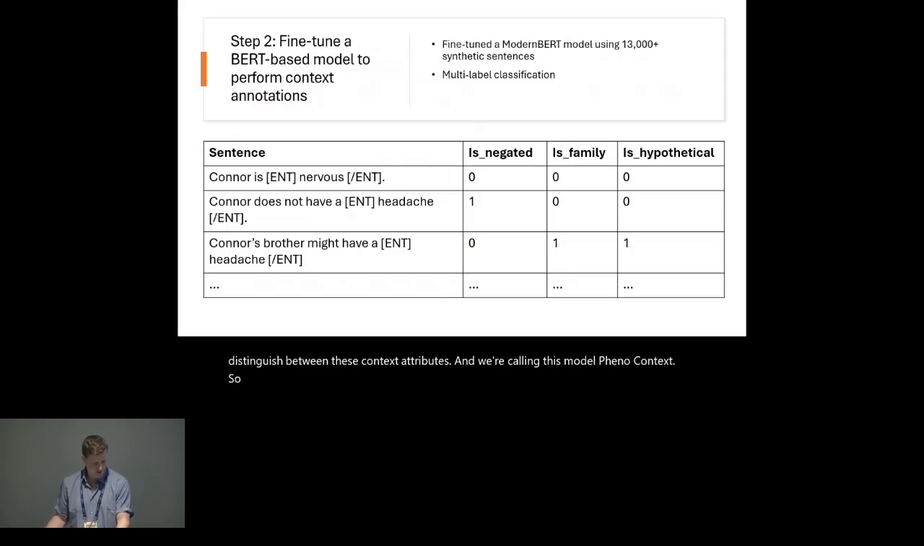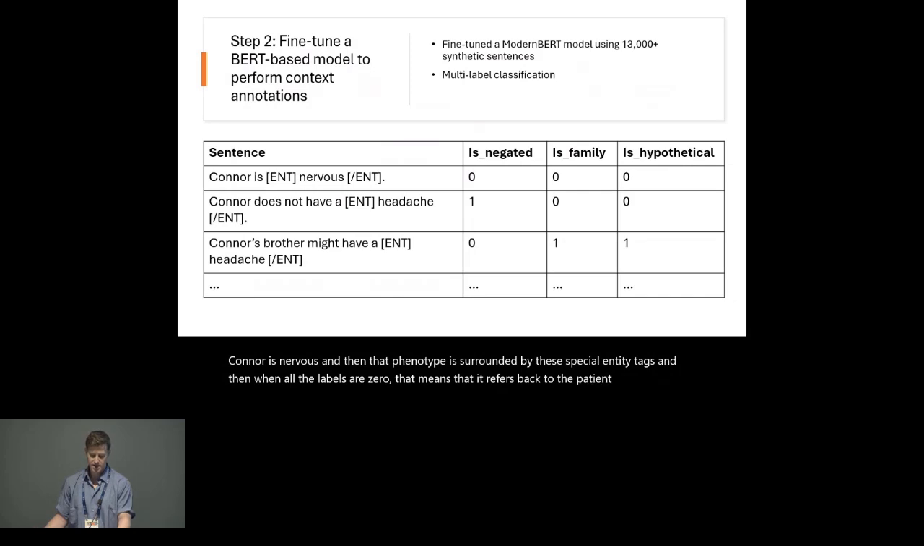So to train PhenoContext, we started with a ModernBERT model, and we fine-tuned it using over 13,000 synthetic sentences, and then added in a classification head to perform multi-label classification. So these are our toy examples, but this is what the input would look like. Connor is nervous, and that phenotype is surrounded by these special entity tags. And when all the labels are 0, that means it refers back to the patient.